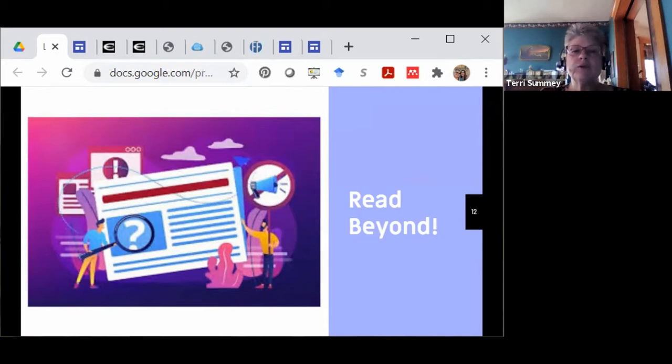But you don't want to send it out or share it until you've read beyond that headline and even beyond the first paragraph, because some spurious sites will also write a good first paragraph and then the rest of it is just trash. So you want to make sure that you are reading the entire article and not just looking at the headline or looking at that first paragraph.